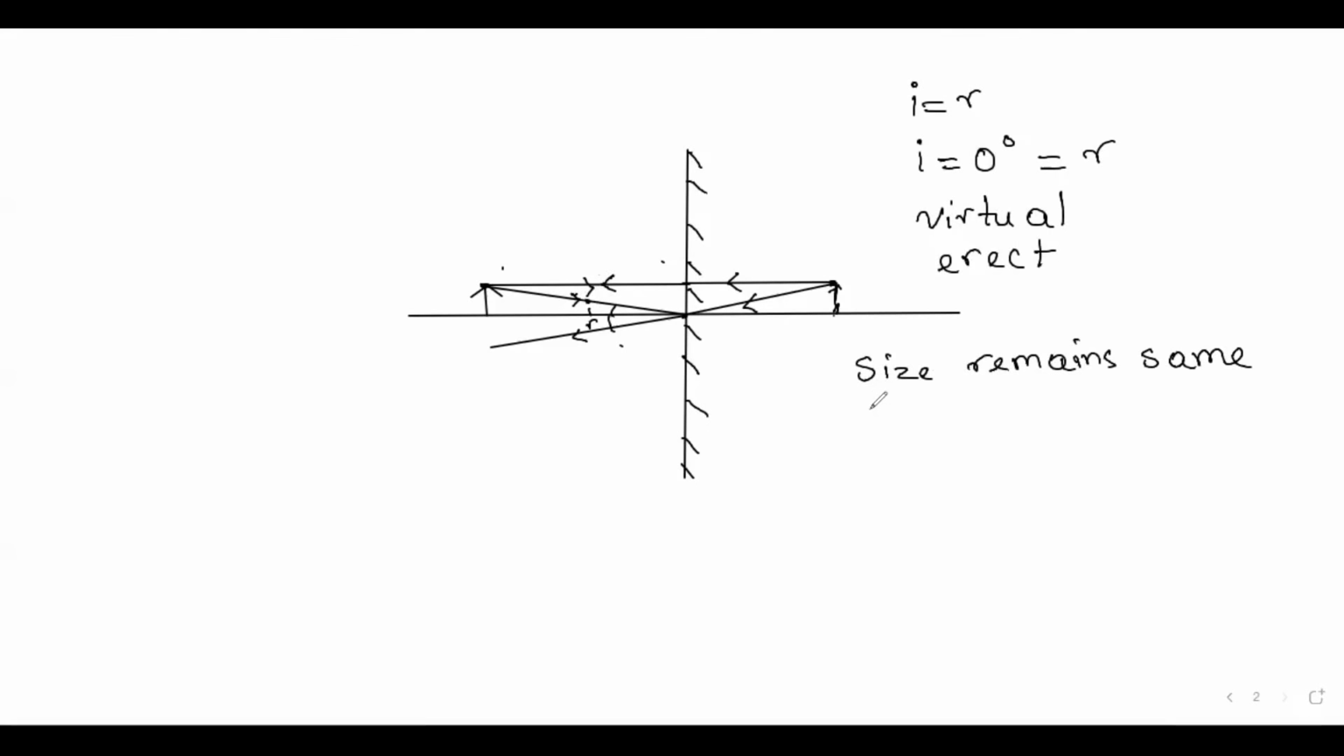Similarly, there's no change of any kind of shape. The only difference that we get is that there is a thing called lateral inversion. In the case of the plane mirror, we'll find a characteristic which is called lateral inversion. This is a characteristic of the image.